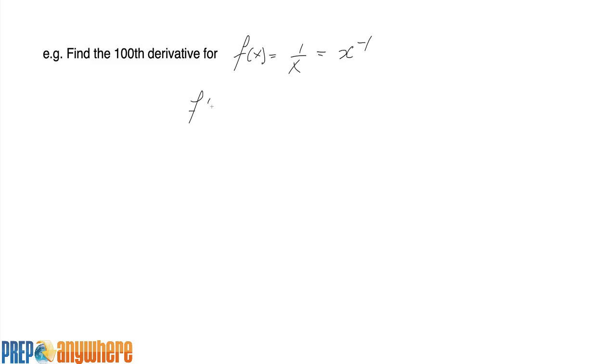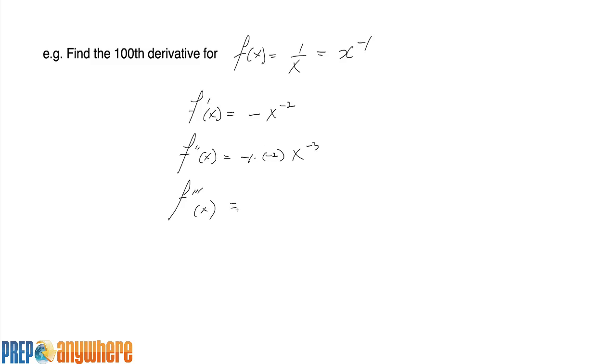Okay, so now let's do it. You get negative x to the power of negative 2. Second derivative will be negative 1 times by negative 2 x to the power of negative 3. And because we're trying to find a pattern, do not evaluate this. Just leave it the way it is. We're trying to catch a pattern. If you times these two, you get positive 2.